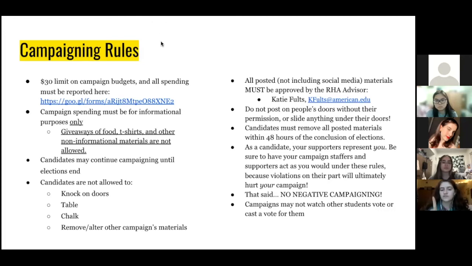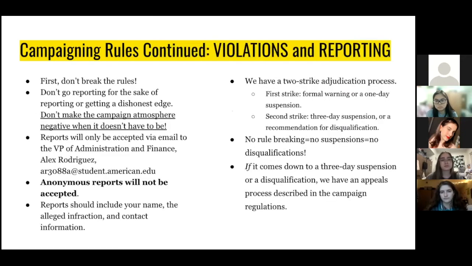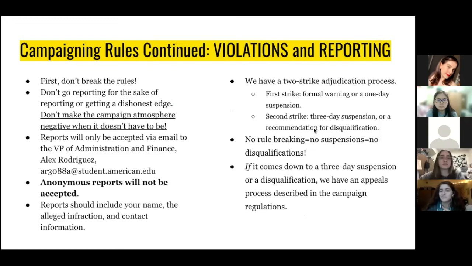And just another quick thing, I know Katie mentioned this at the GA meeting last night too, but you really cannot put things in elevators, and they will be taken down by housing and res life staff. So if you're going to put flyers anywhere, just don't put them in elevators. And then just don't make it negative when it doesn't have to be. I really don't want to have a meeting with anyone about bad campaigning and questionable behavior.